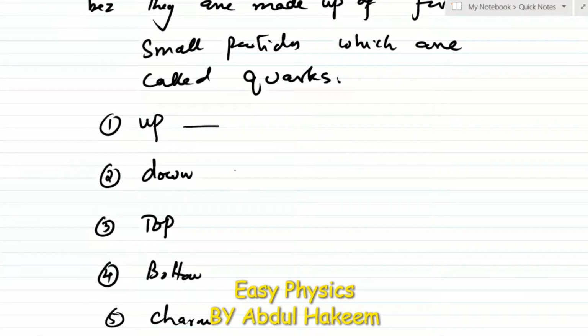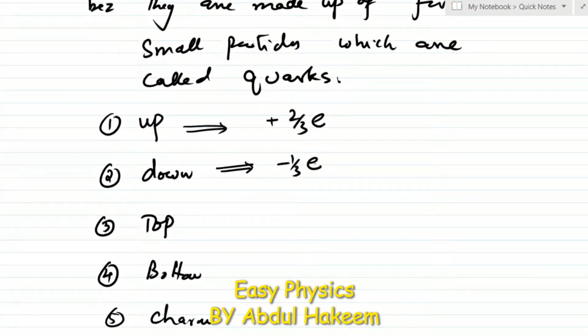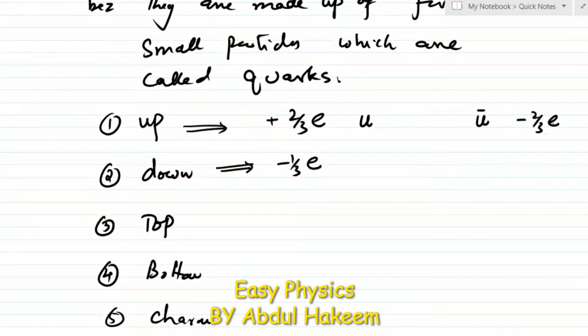So we have to discuss only these two, up and down. So this up quark has plus 2 by 3 elementary charge, down has minus 1 by 3 elementary charge. Now each quark has its anti-quark, opposite, having the same mass but opposite charge. So if up is represented by u, then the anti-up is represented by u dash, and its charge will be minus 2 by 3 elementary. Similarly, down is represented by small d, and the anti of the down quark will be plus 1 by 3 elementary charge.